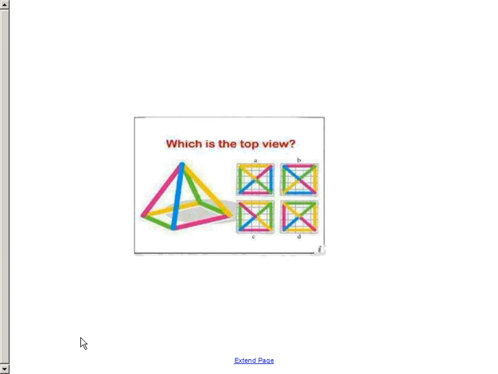We did some work with nets earlier this year. What would be the top view of this particular three-dimensional shape, A, B, C, or D?